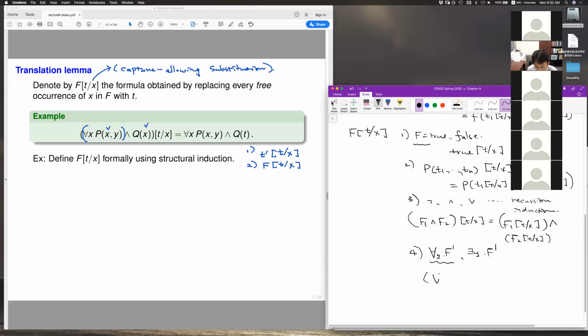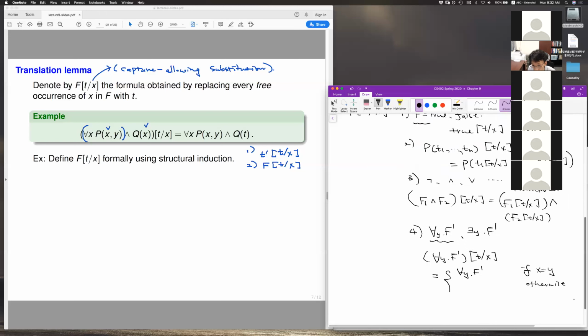If you have a universal quantification where we replace x by t, then we do a case split. If x is equal to y, then this entire formula will not contain any free occurrence of x, because all the occurrences of x inside F prime will be bound by this universal quantification. In that case, we just ignore this substitution because there are no free occurrences. Otherwise, we apply substitution inside F prime.